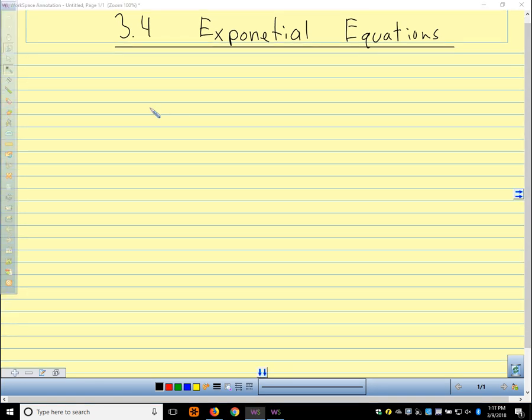All right, let's get started, folks. Exponential equations. So a couple of our tools. Folks, let's stop talking, please. Our tools for solving exponential equations. We're going to use the one-to-one properties.